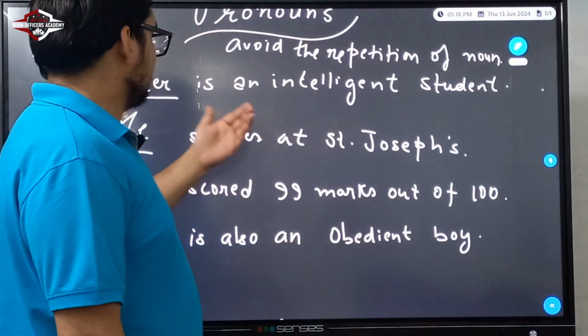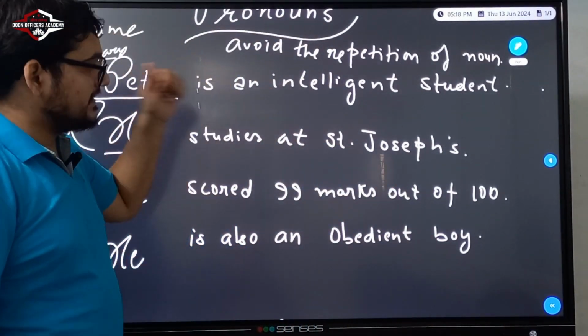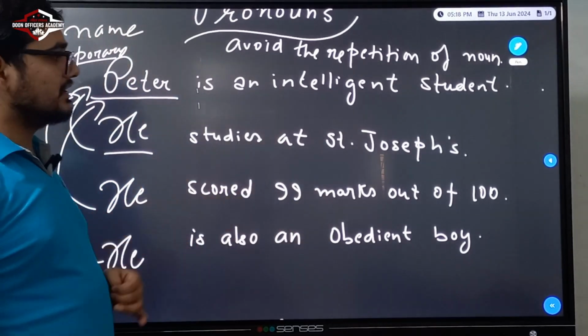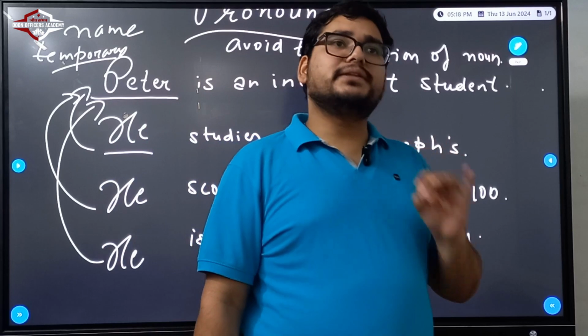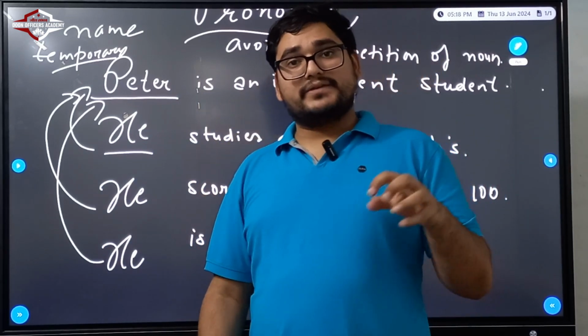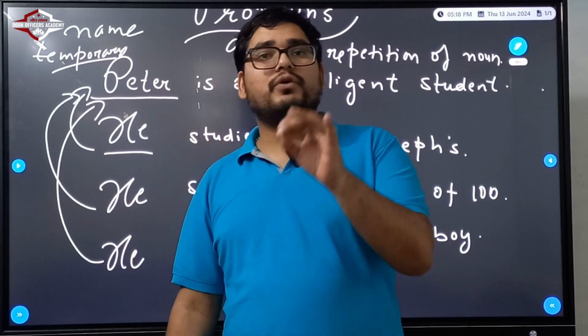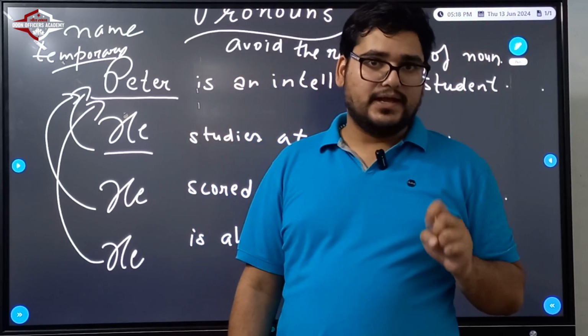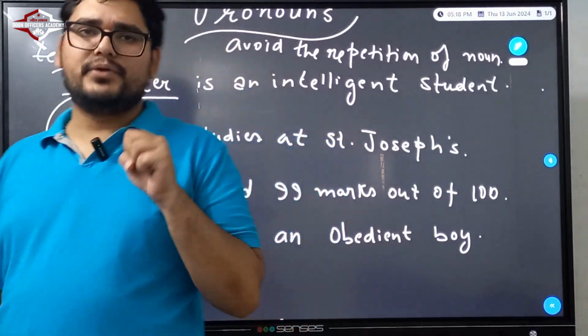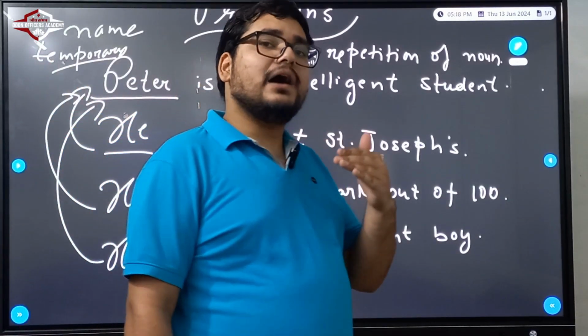Mary is an intelligent girl. She studies at St. Joseph's. She is an obedient girl. She scored 99 marks out of 100. So rather than using Mary again, I can use the word she. As long as I'm talking about Mary, the word she will refer to Mary. It will start acting as a temporary name, right? So these are your pronouns.